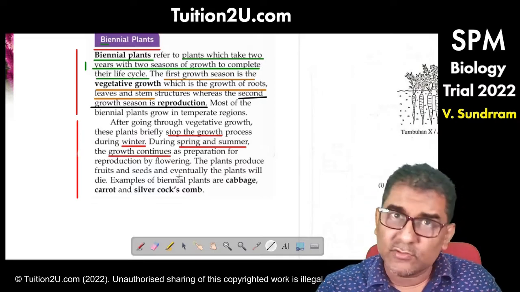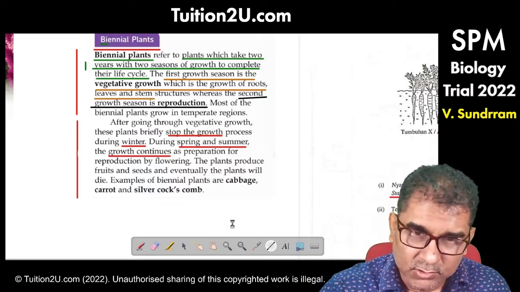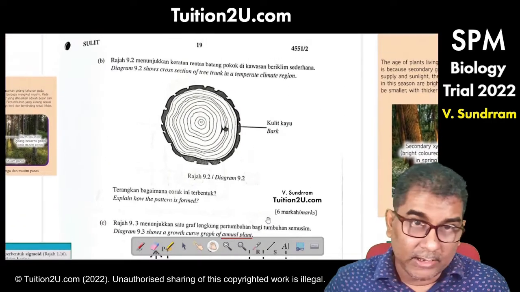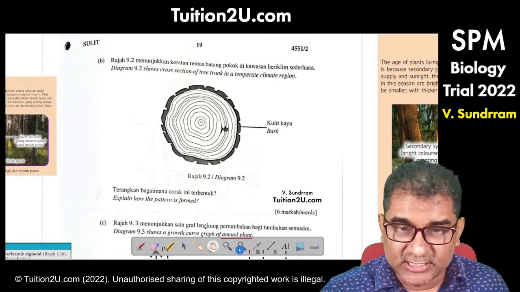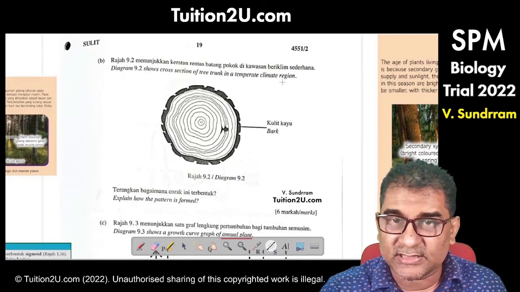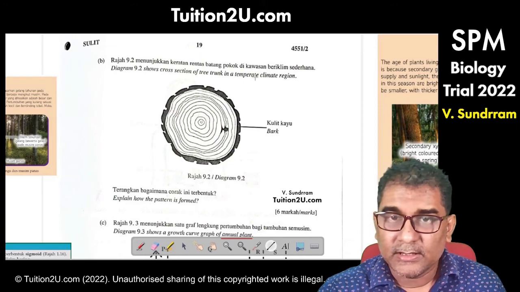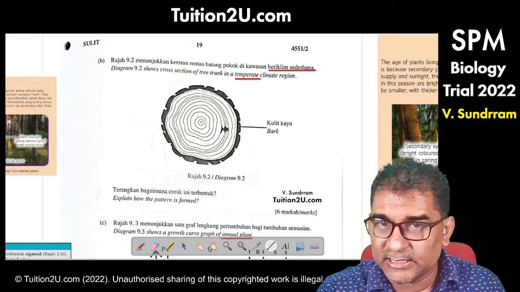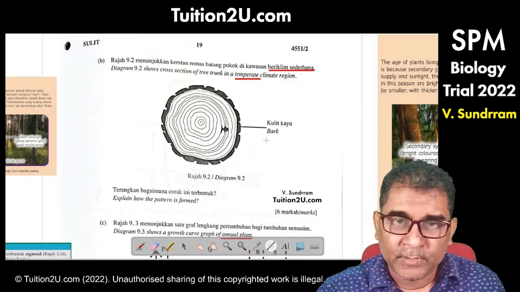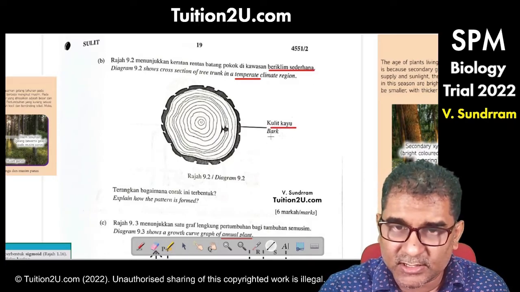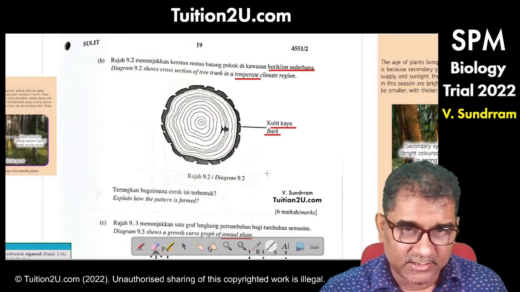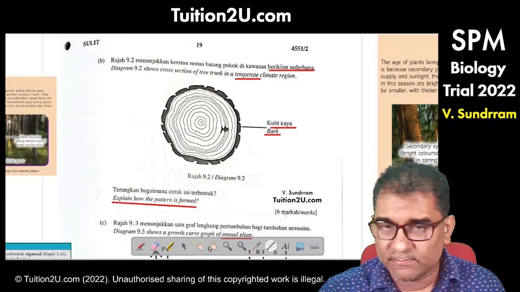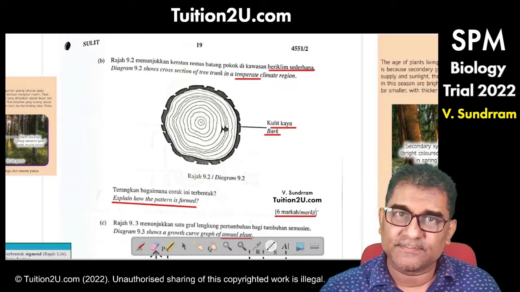Let's see whether we can use that in the next question. So let's look at the next question. Diagram 9.2 shows cross section of a tree trunk in a temperate climate region. In case you don't know what is temperate, you can look at the BM version. It is beriklim sederhana, so temperate. They mention the word kulit kayu, also known as bark in English. They explain how this pattern is formed, and they're giving you 6 marks.